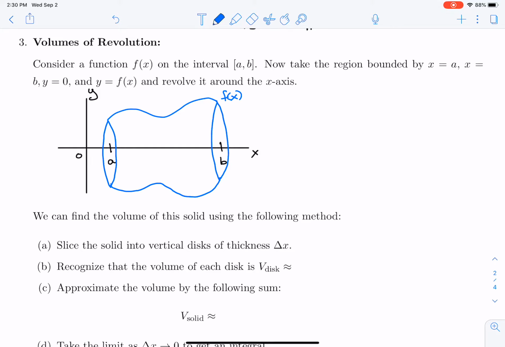Okay. So what I'm going to do is slice the solid into vertical discs of thickness delta x. So you can imagine that I can slice through the solid and make a series of thin vertical discs, just like I had done before with the volume of the pyramid. Now the thickness of these discs is going to be delta x. But each one of these discs has a radius, and we'll call that radius, say, r sub i.